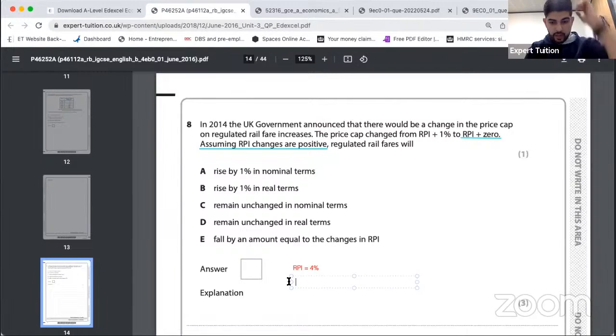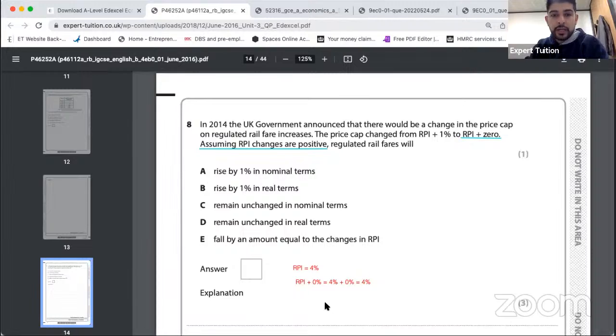So RPI plus 0%. In this case, it's going to be 4% plus 0%. It's really complicated math, guys. It's obviously 4%. What did I just say? Are they raising their price by 4% in nominal or real? It is in nominal terms. Every single time you plug it in, that will give you nominal. We can automatically rule out A, because it would only rise in nominal terms by 1% if RPI had been 1%. But we don't know that RPI is 1%. It could have been 2%, 3%, 5%, 10%.